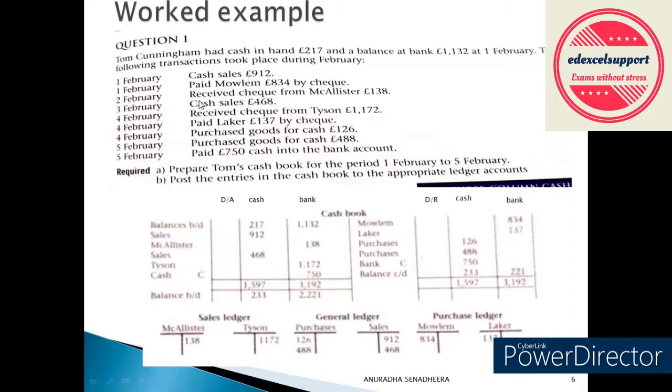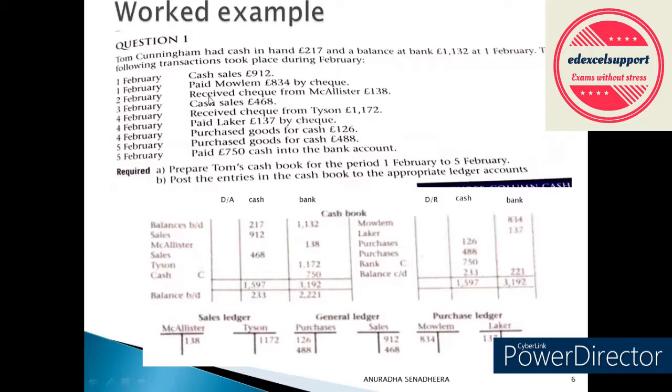Then we go to the 2nd February one. Received check from McAllister. I'm sorry, before that we have another one: paid Maulam 834 by check. When you're paying by check, it's important to remember that your bank money will be reduced, so your asset will be reduced. So it's credit. Check means it's bank, so bank will be credited. First select the credit side, the column will be bank, then put the amount 834. The other relevant account will be the person we are paying, who must be our trade payable, so it's Maulam account. The second transaction was done. Then we go to the third one.